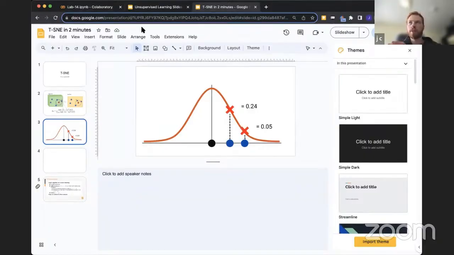It wants to preserve the distance of the points that are close and does not really care too much about the points with a large distance.